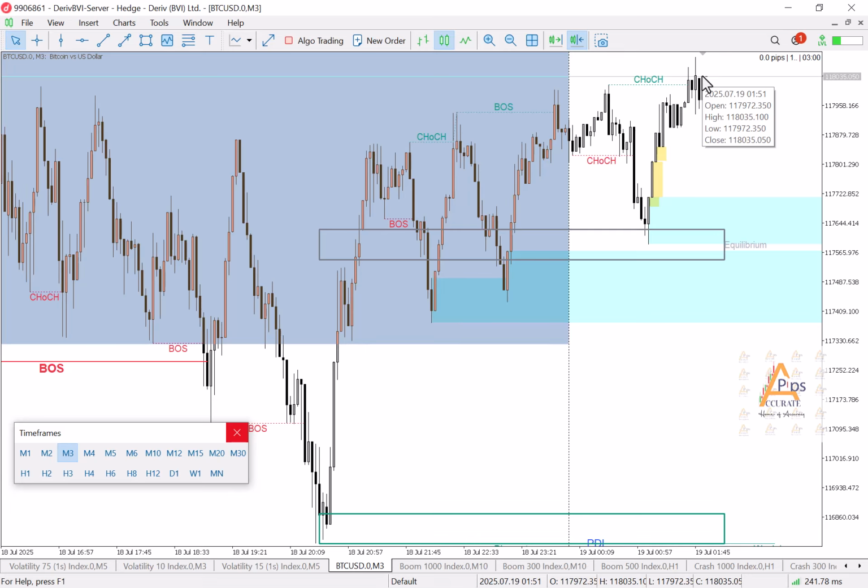It works on currencies, it works on volatility, Boom and Crash, BTC, that's cryptos, name it, stocks, it works on all of them.